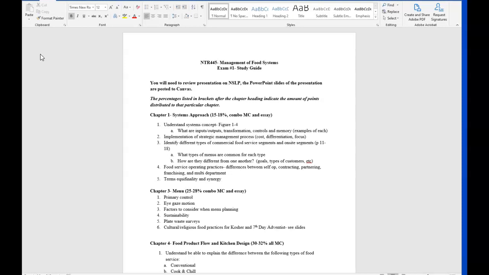You need to be able to identify types of commercial food service segments and on-site segments. This is specifically at pages 11 through 18. And then be able to know what types of menus are common for each type. As an example, a static menu would go for a commercial restaurant or commercial type food service, or those for profit. And then know how they're different from one another. So what are their goals? Are they to make money? Are they nonprofit? What kind of customers are they serving, etc.